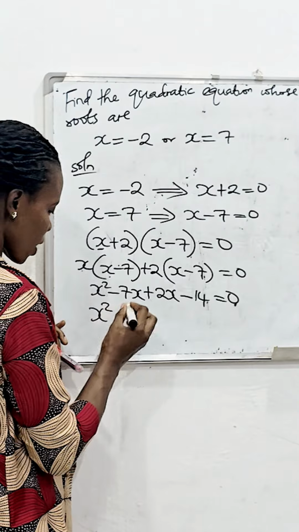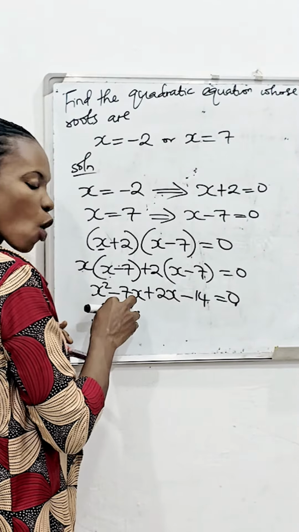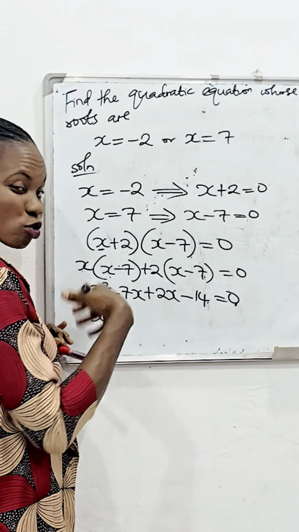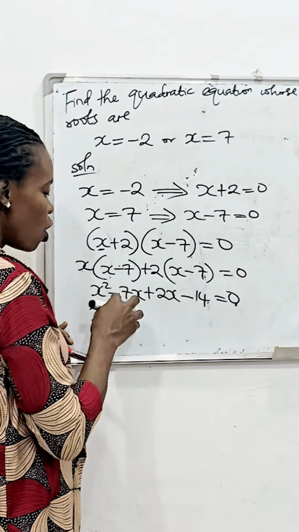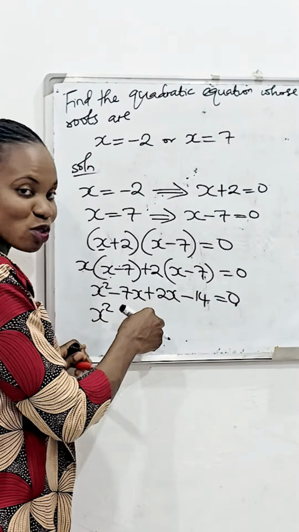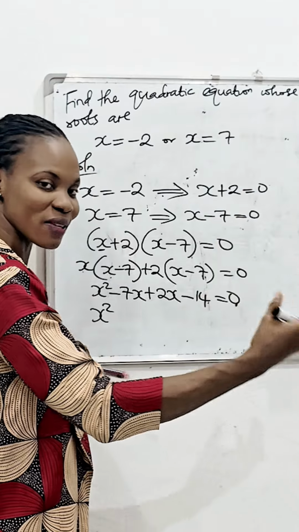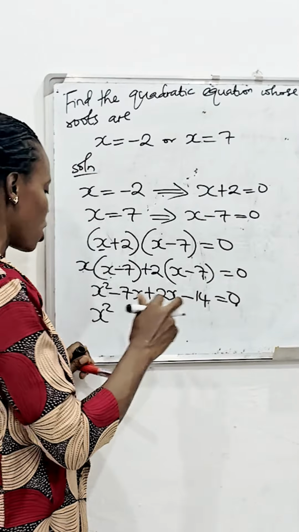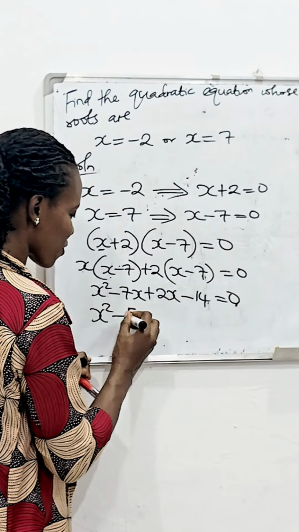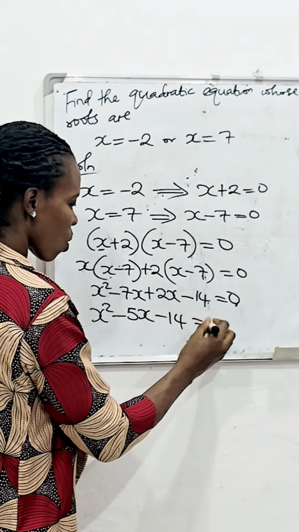So I have x squared, minus 7 plus 2. You are owing somebody 7 oranges and you have 2. Plus is what you have. Minus is what you are owing. Minus 7 plus 2. You are owing 7 and you have 2. If the person comes to you, what will you do? You give the person the 2 that you have and say, I'm still owing you 5. So because you are still owing 5, it will make it minus 5x. Alright, minus 14 is equal to 0.